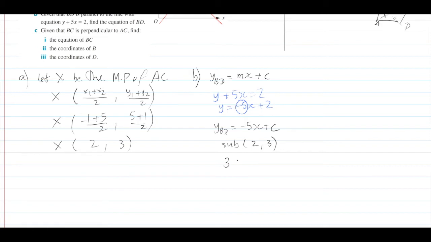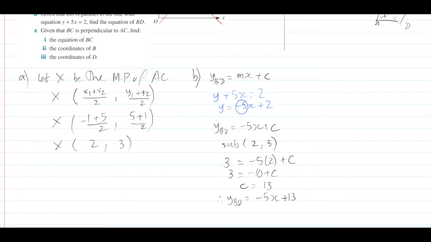So I sub in y equals 3, I sub in x equals 2, and then I am just trying to solve for c. So 3 equals negative 10 plus c, shift 10 to the other side, I get c equals 13, and therefore the equation of the line BD is y equals negative 5x plus 13, and there we go.